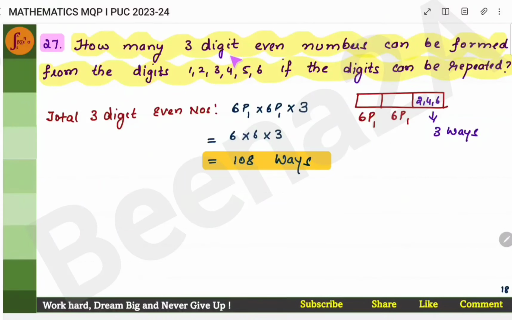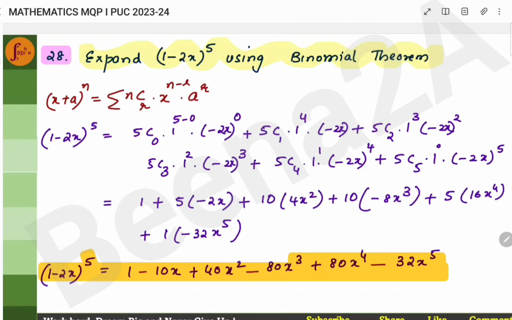Problem 27. How many 3-digit even numbers can be formed from the digits 1 to 6 if the digits can be repeated? 3-digit number, right? Put these 3 boxes. How many ways can you put the first digit? 6 ways. Digits can be repeated, right? So 6 ways. Second digit, again 6 ways. Third digit, it should be an even number. So what is the possibility? It can be 2 or 4 or 6. So 3 ways. So the final answer is to multiply all this: 6 into 6 into 3. 108.